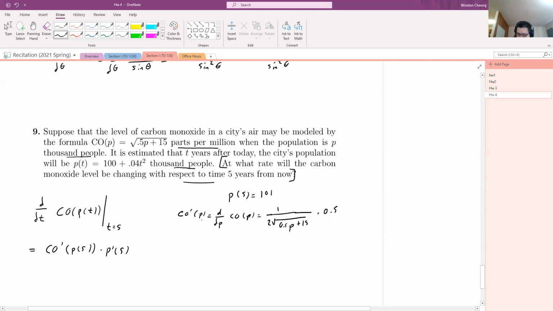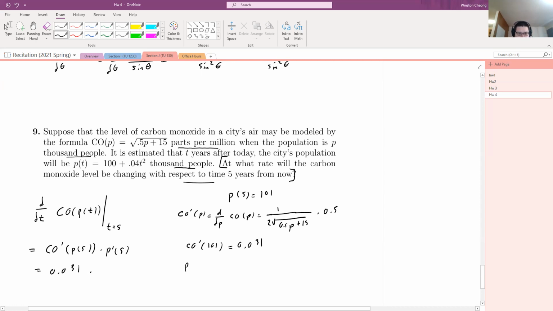And we can then plug in CO prime of 101, because that is what this is telling us to do. And that will give us the value 0.031. This you definitely want to use a calculator for. I think it actually terminates at that point. So 0.031. Okay. And then the other half I need is P prime of 5.